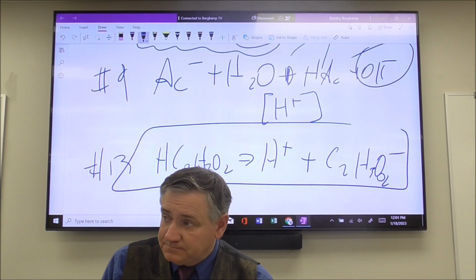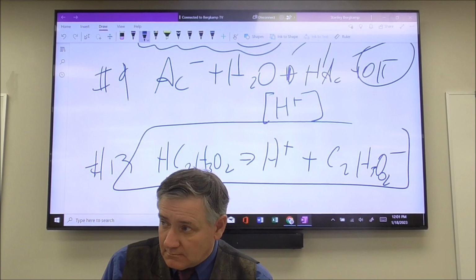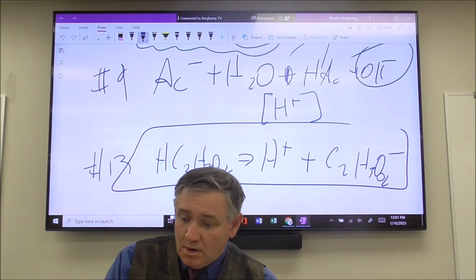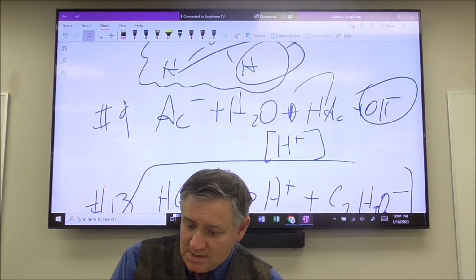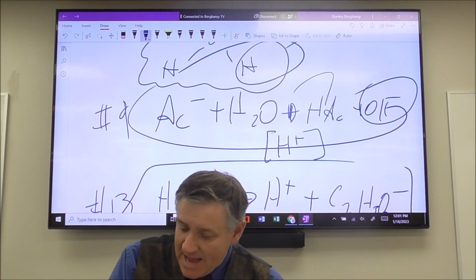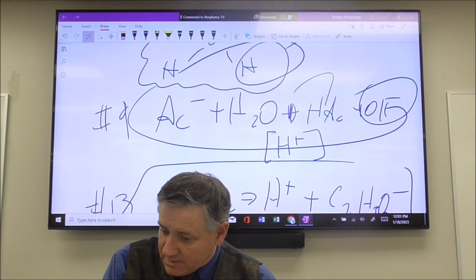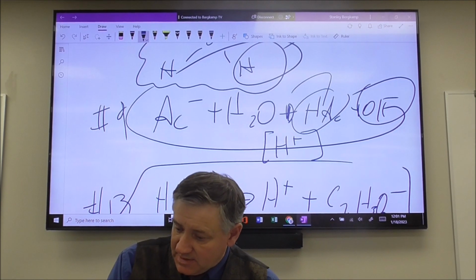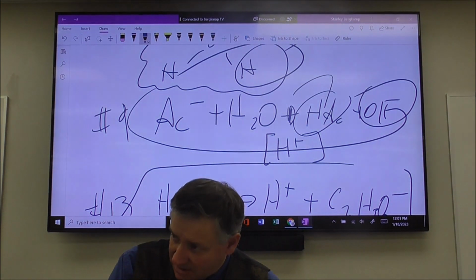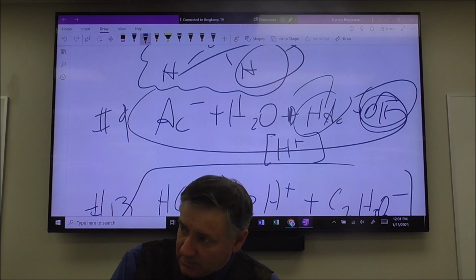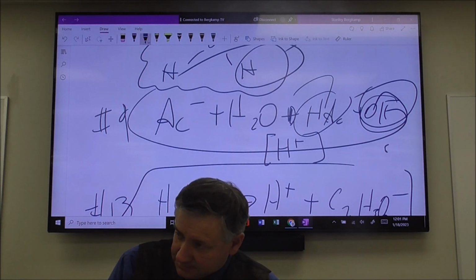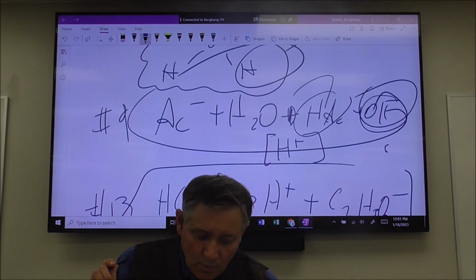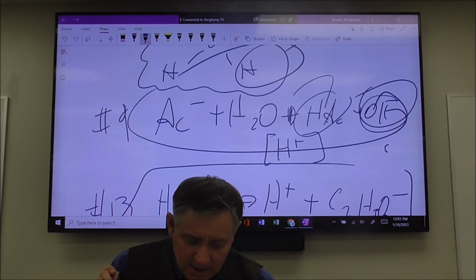So then how would that affect like the defining of conjugate base and conjugate acid? What do you mean? Well, like how would you know which one is which? Well, because with this one, if you look at this, the acetate is acting as the base, the water is acting as the acid. So the sodium acetate would be the conjugate acid, the hydroxide would be the conjugate base. Okay.